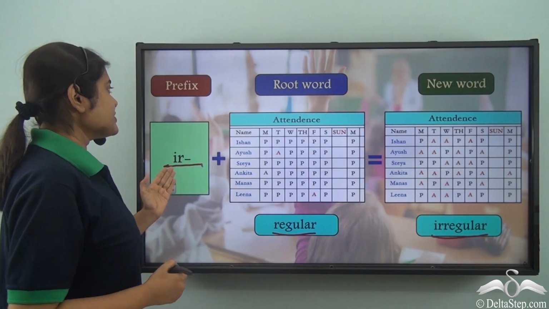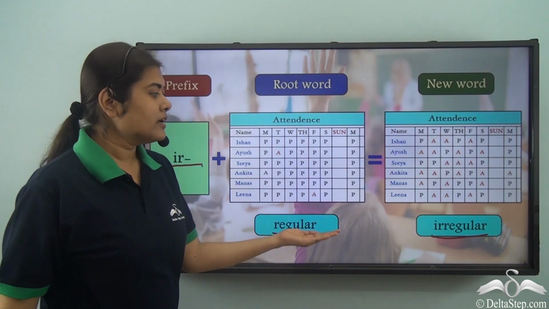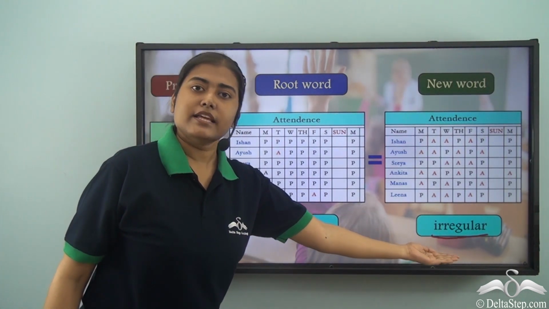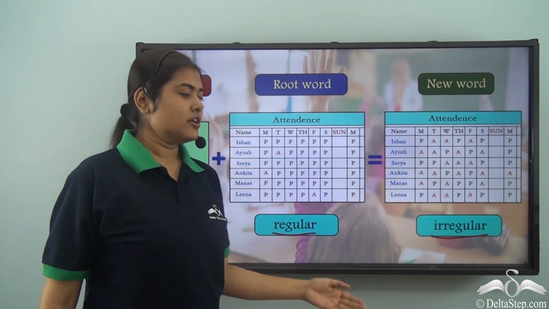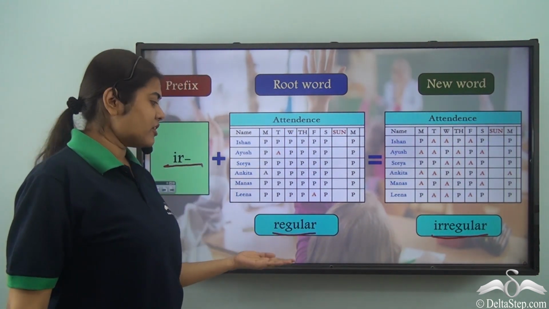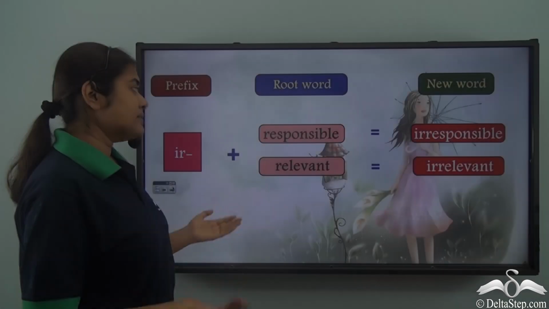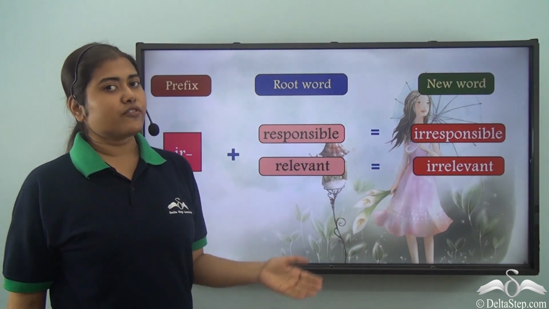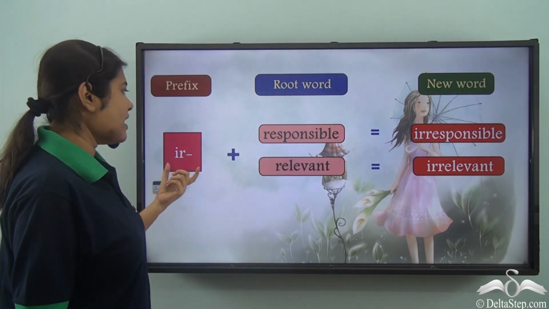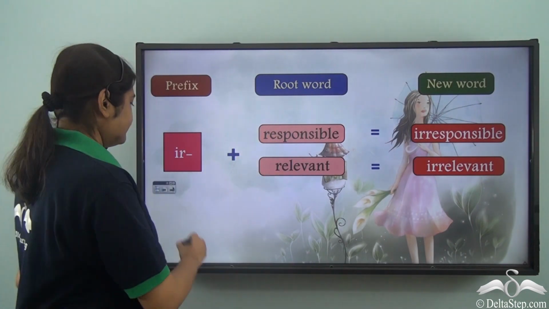So ir is one such prefix which, when added to words like regular, gives us the antonym irregular. So something which is not regular is irregular. So irregular is the opposite of regular. So similarly, we can have irresponsible, irrelevant, which are also formed by adding the prefix ir before responsible and relevant.